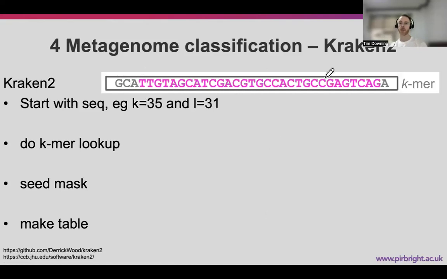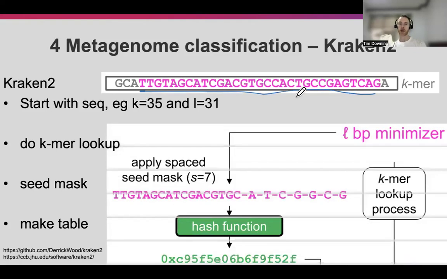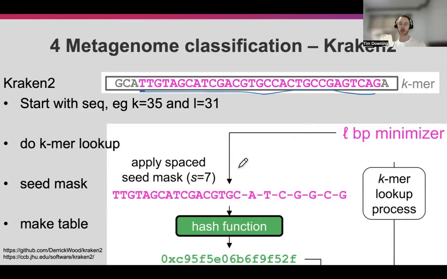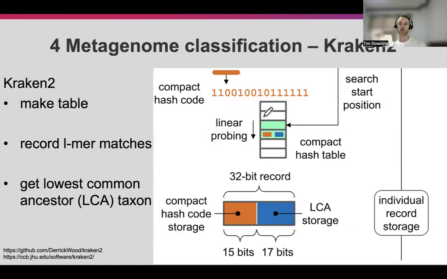If we have a k-mer spanning this whole read, we can take the pink region, which is the length L equals 31, take that as a minimizer, and look up our k-mers. That k-mer is used to see what matches are present in the database using a hash function, and create a table based on that information. So it's going to efficiently identify the matches and store each match with its LCA to identify the taxonomic groups to which it may belong.